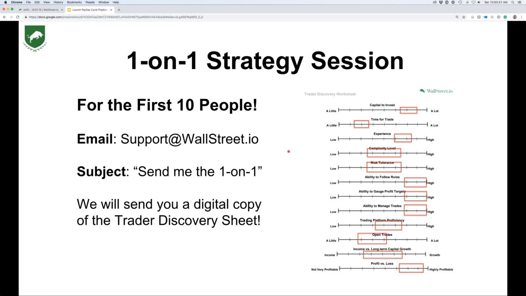The reason you do that is because I review the sheet before our call and I look for areas where we have large gaps. And in doing so, I'm able to spend time with you in our call to pinpoint the exact areas of your trading that you need the most help with, so that I can give you a framework right there and then on the call to help you improve and accelerate your trading.